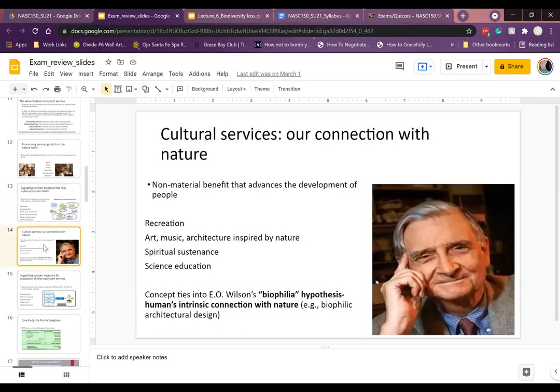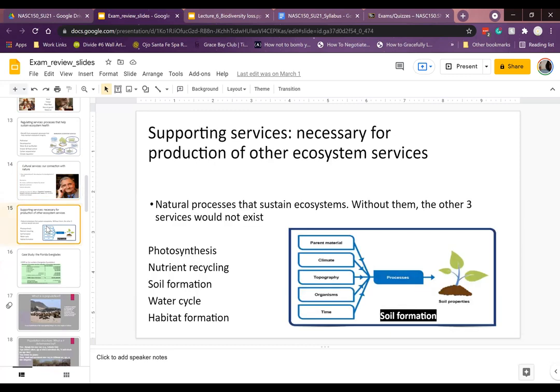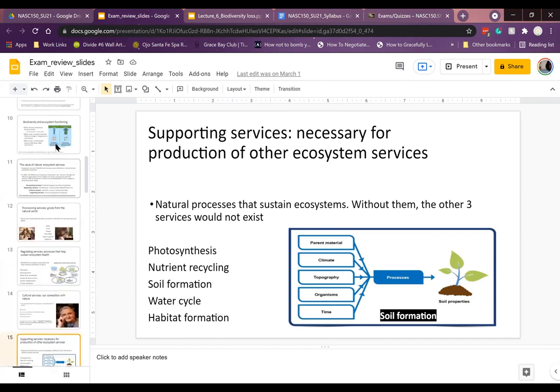Then we have our cultural services, our direct connection with nature: art, music, recreation, spiritual sustenance, science education, all that good stuff that we can use nature for without taking anything from it. It's just appreciating nature for all the awesome things that nature actually does. And that's our cultural services. And then we have our final one, our supporting services. These are just the underpinnings of the ecosystem, photosynthesis, cycling of nutrients, things like that. So a pretty abstract one, but again, clearly a very important thing. Now, just to connect this back to today's lecture, actually connecting it back to this slide as well.